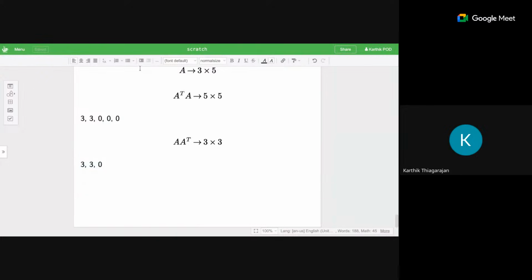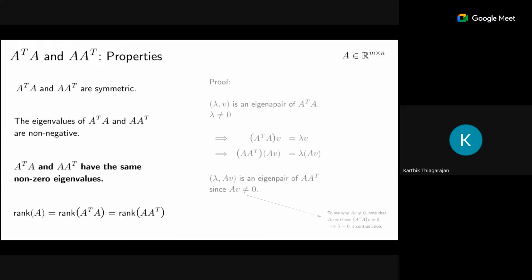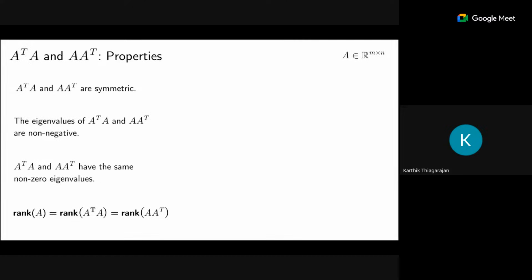So that's what the property says. That's how you should understand the property. Okay. So they have the same positive eigenvalues, or the same non-zero eigenvalues. The last part is regarding the rank. Okay, so can someone tell me where the rank will come in SVD? Do you know where rank plays a role?